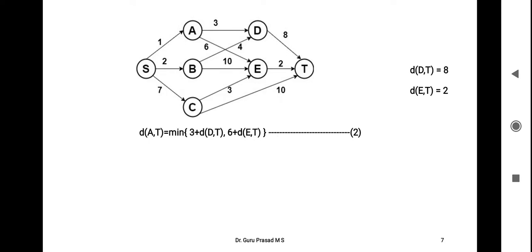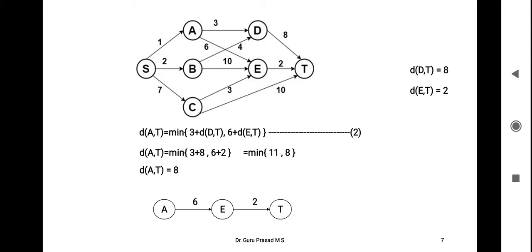Equation 2 is d of A comma T equals minimum of 3 plus d of D comma T, 6 plus d of E comma T. Substitute the values in equation 2. We got d of A comma T equals minimum of 3 plus 8, 6 plus 2. After summation, we got minimum of 11, 8. The minimum value is 8, so the distance of A to T is 8 and the path is A to E, E to T. A to E edge weight is 6 and E to T edge weight is 2.